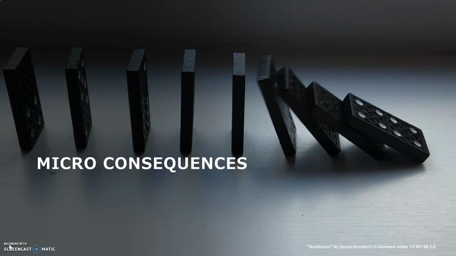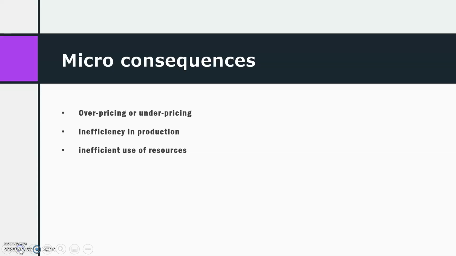Now, earlier I mentioned micro consequences of market failure. And these micro consequences include overpricing or underpricing, inefficiency in production or use of resources, which we saw earlier how unemployment, depression could result in resources in an economy being idle, and so there's inefficiency in production and inefficiency in the usage of resources.